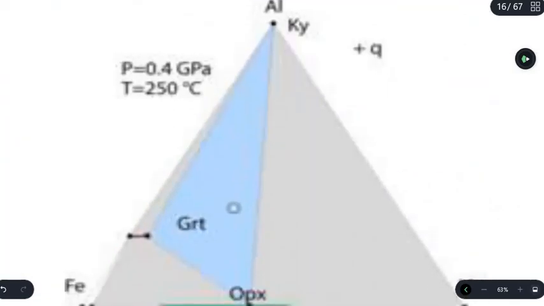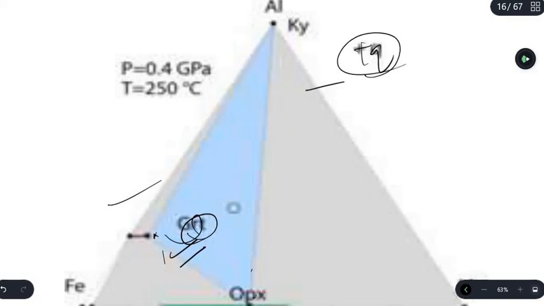Yeah, any doubt? So this type, when you project in the AFM projection, you will see. Okay, so this is called the tie line flip reaction between the kyanite, garnet and OPX. So we'll normally see ये प्लस क्यू लिखा हुआ है. What is the meaning of that? Can you see? क्यू लिखा हुआ है. बताओ. Exactly. A system पे quartz is there.